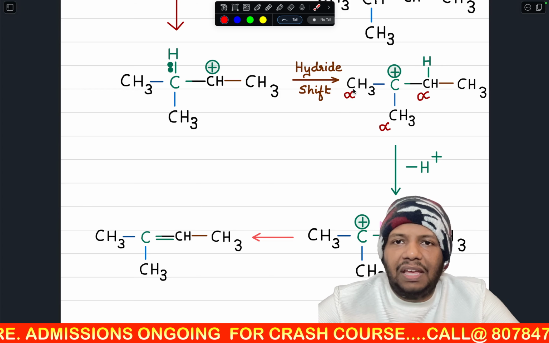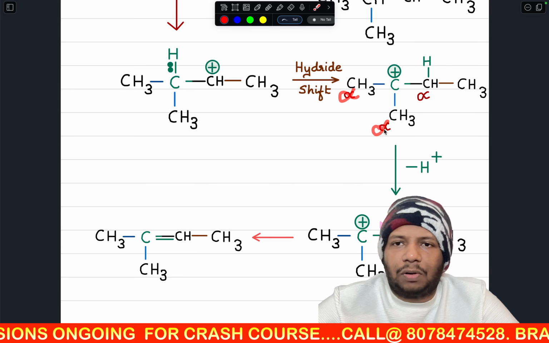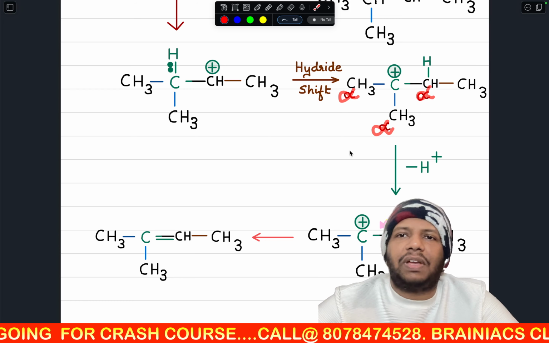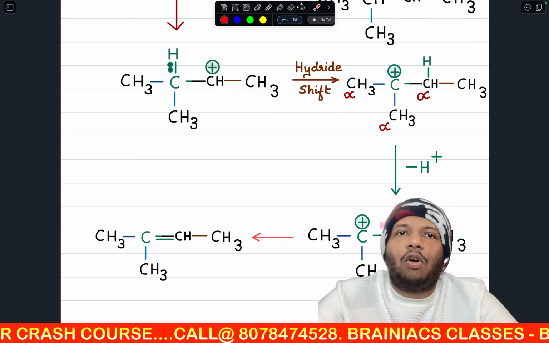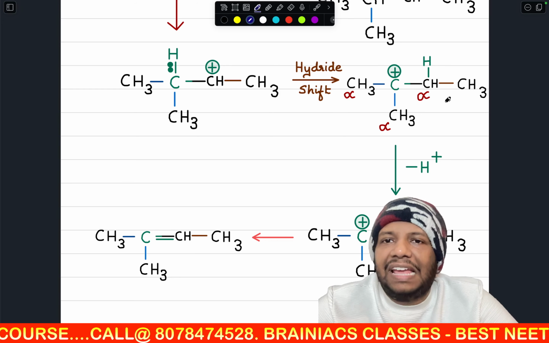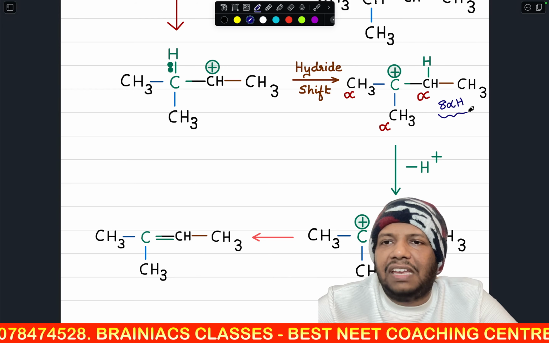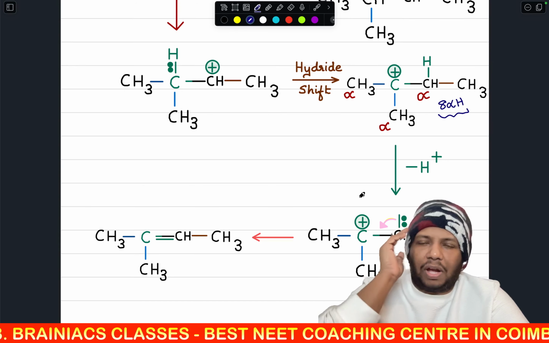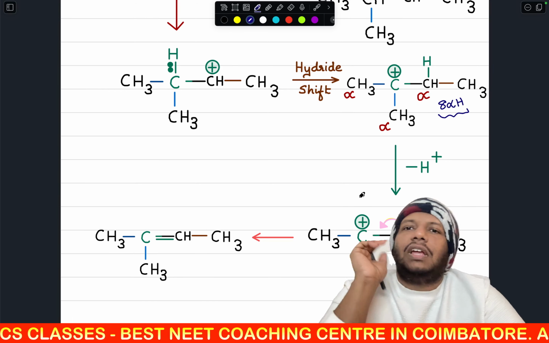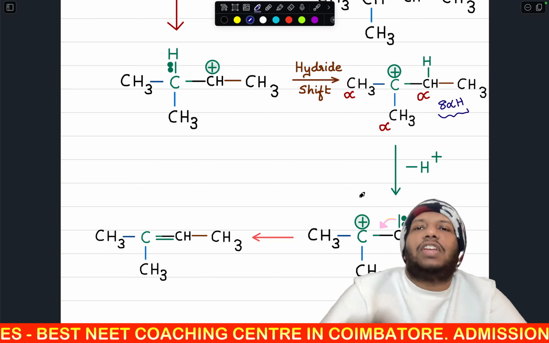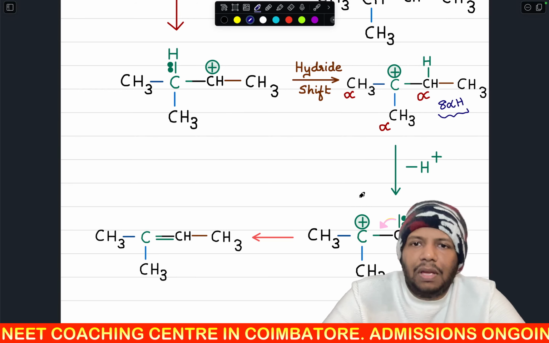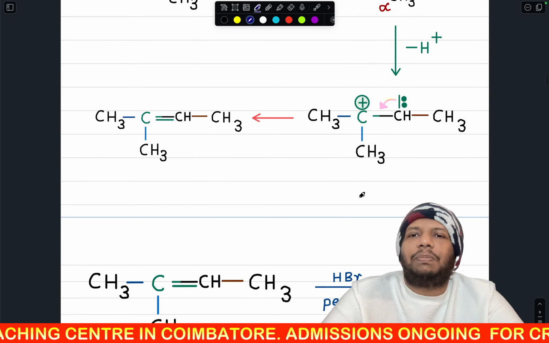Now you can see, this is my alpha carbon, this is also my alpha carbon, this is also my alpha carbon. So totally how many alpha carbons are present, sir? 3 alpha carbons and 8 alpha hydrogens. So I can say through hyperconjugation, now this carbocation is highly stable. Once this is formed, what is the next step?